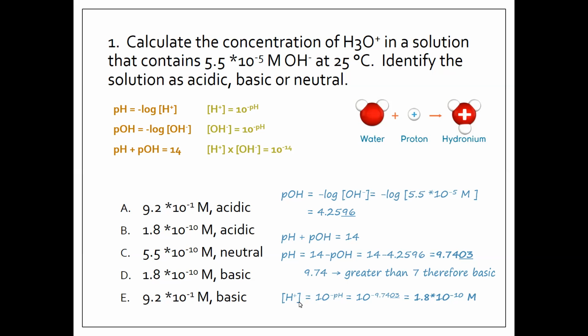And also to get the hydronium concentration, we're going to take 10 raised to the negative pH. This is how I'm getting that hydronium concentration of 1.8 times 10 to the minus 10. So there that is for B, but that one says acidic, and we already said that it's basic. So this is how we're getting D as the correct answer for number 1.